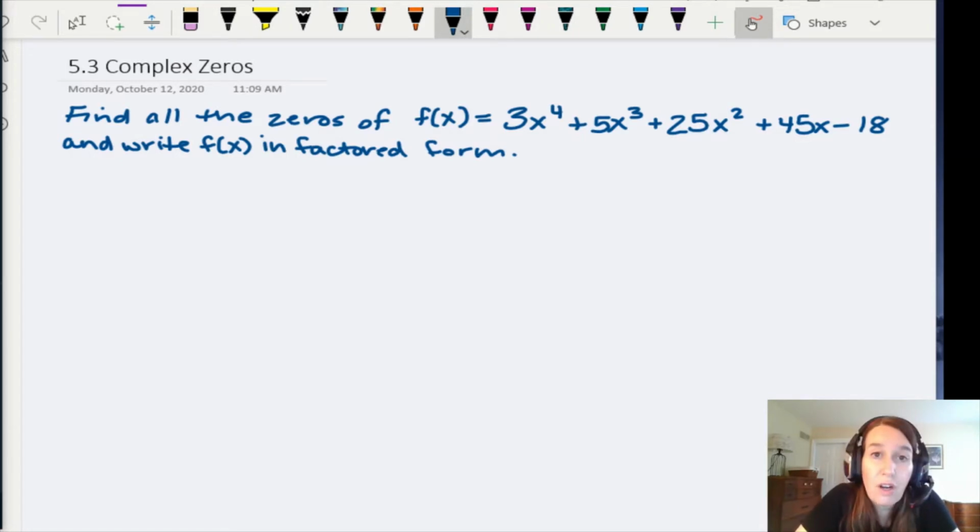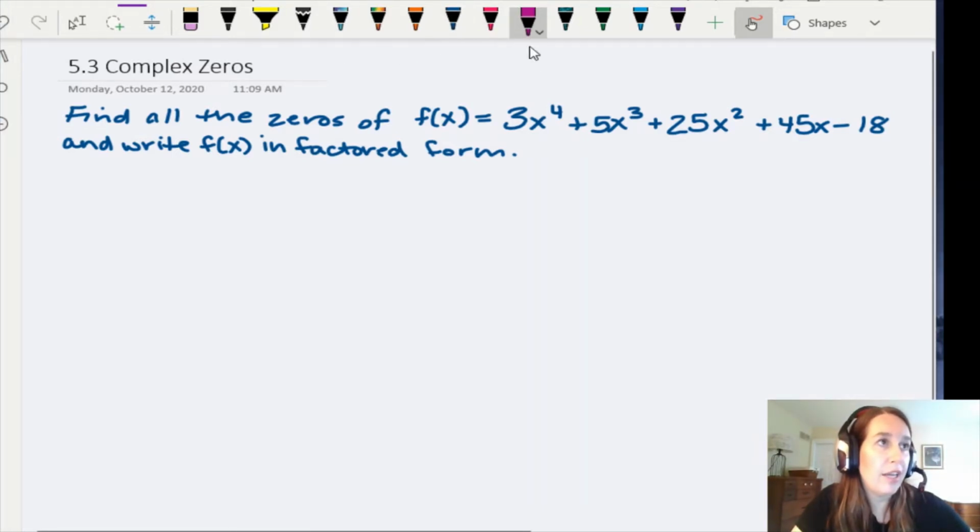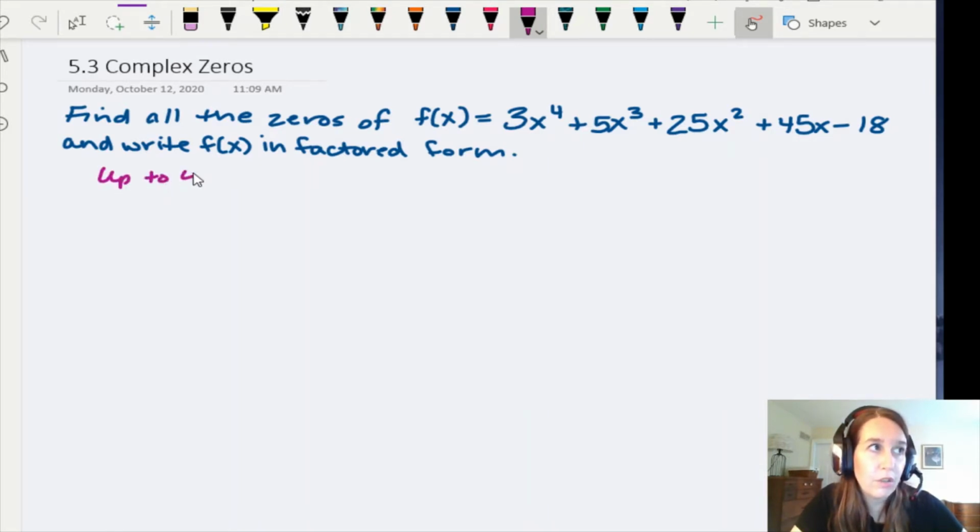And so we're going to start by finding all the possible rational zeros. As you can see, since it's degree 4, we could have 4 total zeros and we would have up to 4 real zeros. Some may be complex zeros, and that's what we're talking about in this section. So up to 4 real zeros, and we want to look for 4 total zeros.